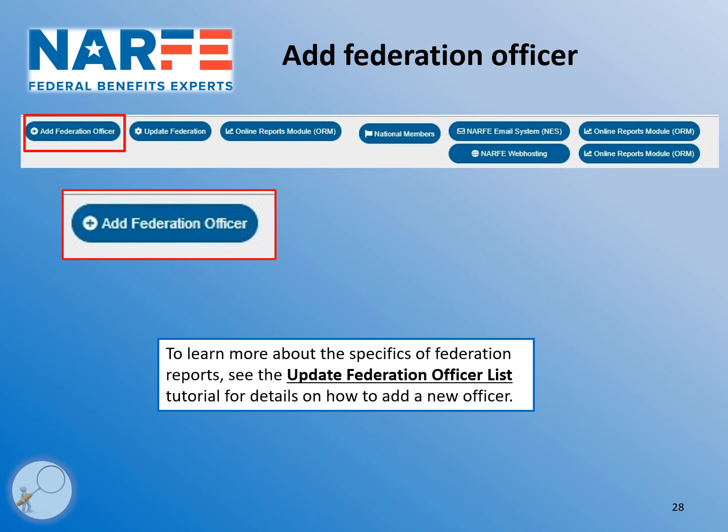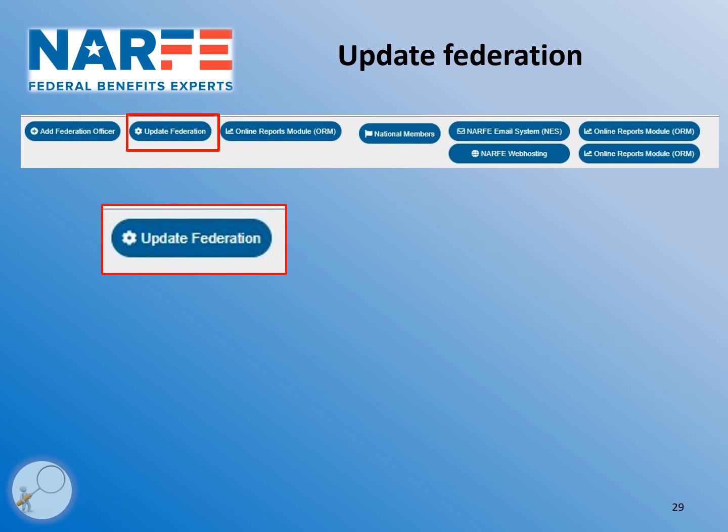Here is the Add Federation Officer, and you can find out more about how to do that on the Update Federation Officer list. Update the Federation allows you to change the information for the Federation so that if the contact information for your Federation changes, this is where you would go to make that change.